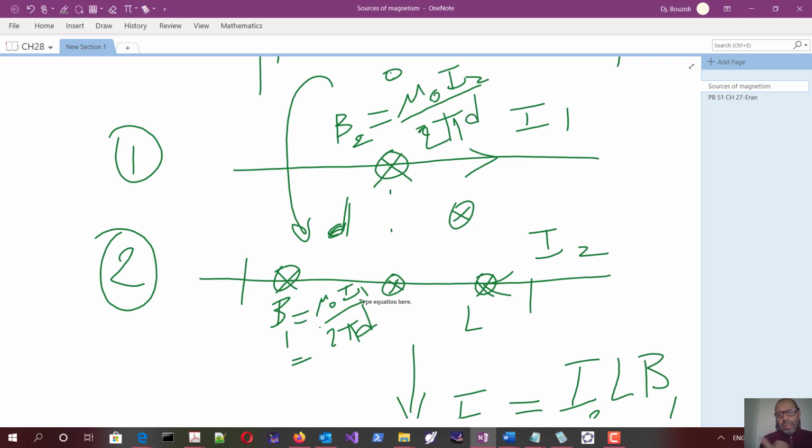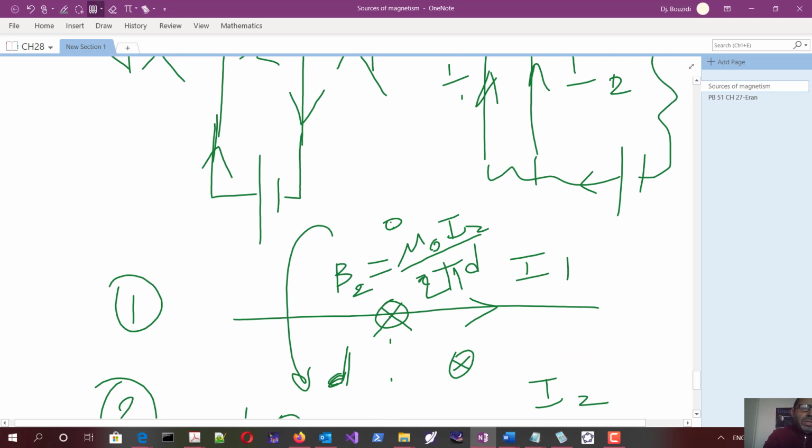Now wire 1 has a current running in this direction, and the magnetic field is coming into the surface. So this is the situation: current this way, magnetic field into the screen. So the force F on 1 due to wire 2 is actually pointing upward. So this is F on 1 due to 2.